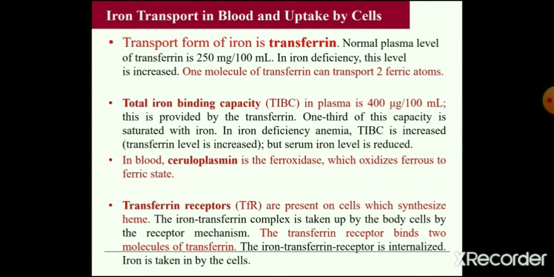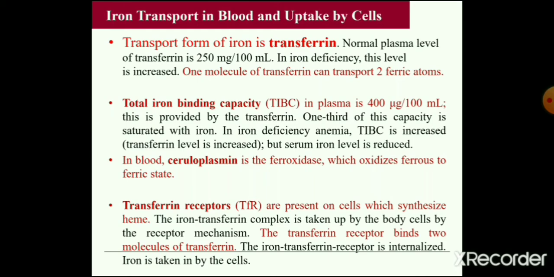Then the TIBC, what is TIBC? Total iron binding capacity in the plasma, that is 400 microgram per 100 ml is the value. This is provided by the transferrin again. 1/3 of the capacity is saturated with iron. In iron deficiency anemia, the TIBC level is increased, but the serum iron level will be decreased.